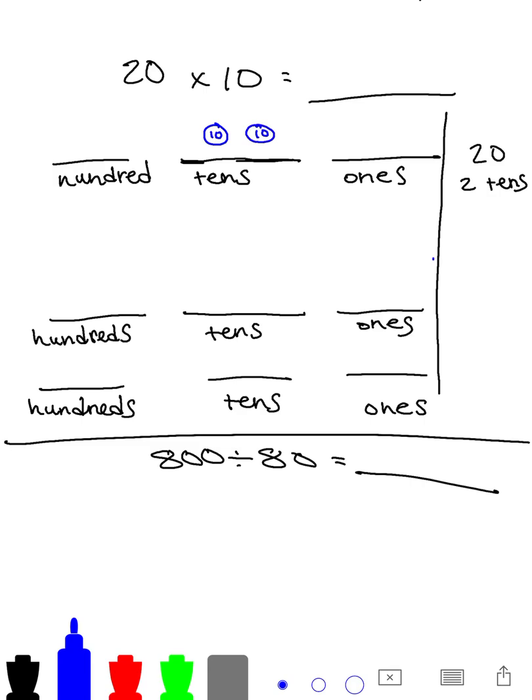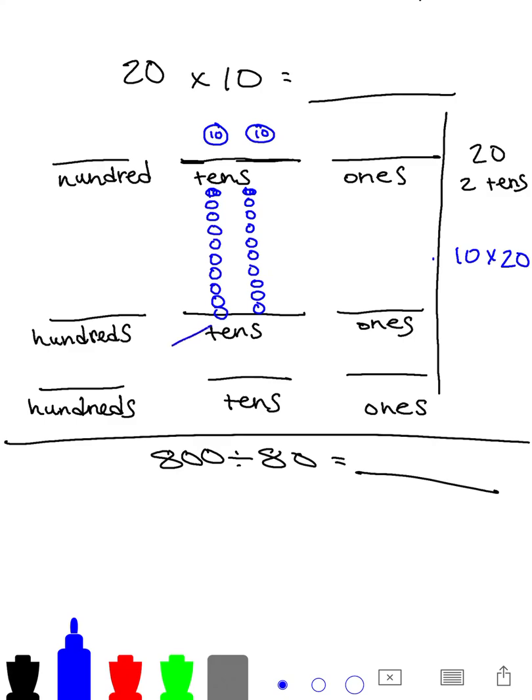Okay, then I need to show 10 times 20. So I am going to make 2 rows of 10. So each of these circles represents 10.